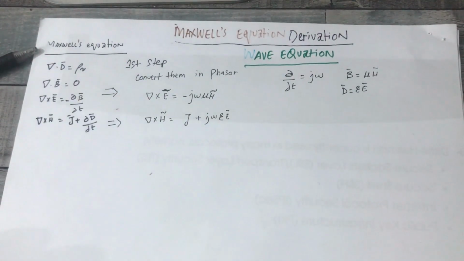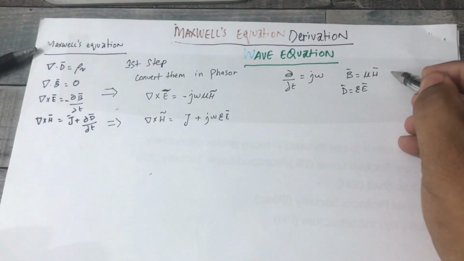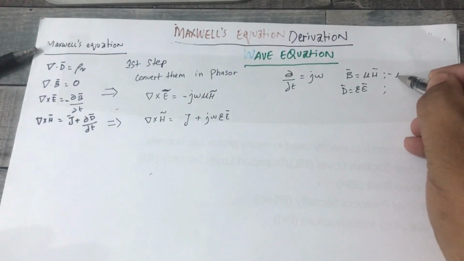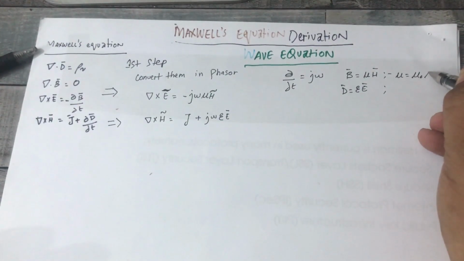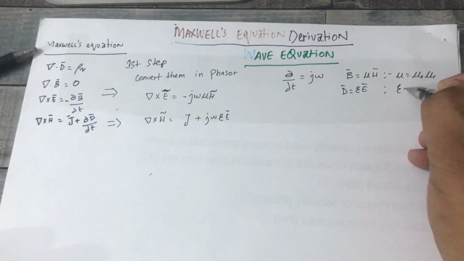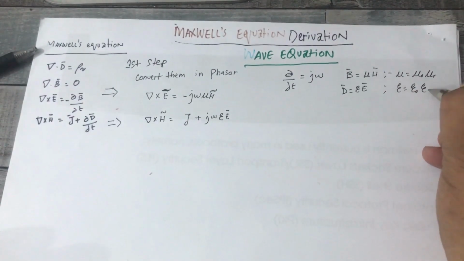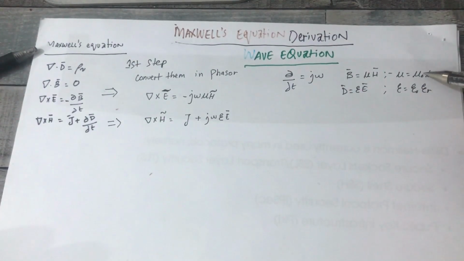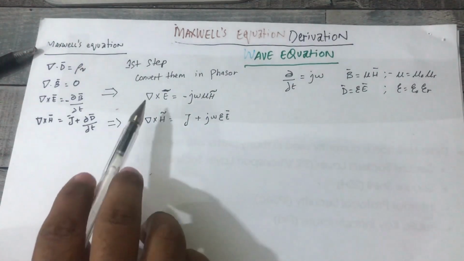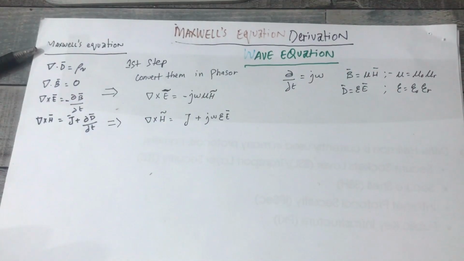epsilon times E. What else you need to know about epsilon and mu is this. Mu is mu naught times mu r, and epsilon is epsilon naught times epsilon r, where mu naught and epsilon naught are constants, mu r is the relative permeability of a material, and epsilon r is relative permittivity of a material. Permittivity and permeability describe how polarizable that material is in terms of electric field and magnetic field. So once I do that, now I have these two equations in the phasor domain.